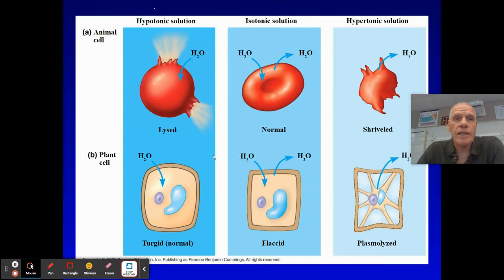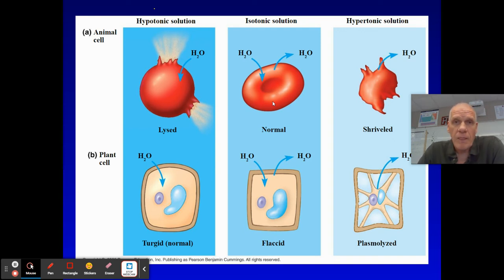So how does that apply to cells? Well, let's start off with an animal cell. If I take an animal cell and I put it into an isotonic environment, where there's some salts inside and outside, water will move in and out of that cell, and that cell will be in its normal environment, maintain its normal shape, and do its normal functions.